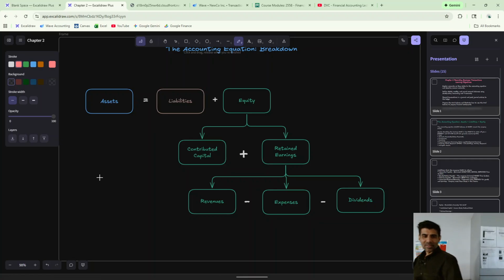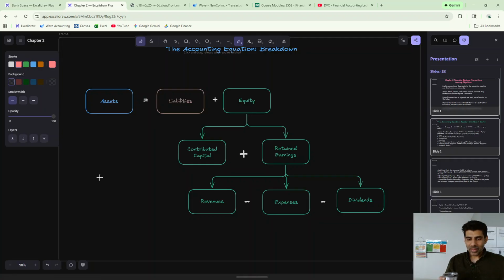In case you want a little refresher, here are all the components. Again, make sure you understand the revenues and expenses at the bottom here. This is the income statement. You know how all this flows up, and eventually we get to the balance sheet.